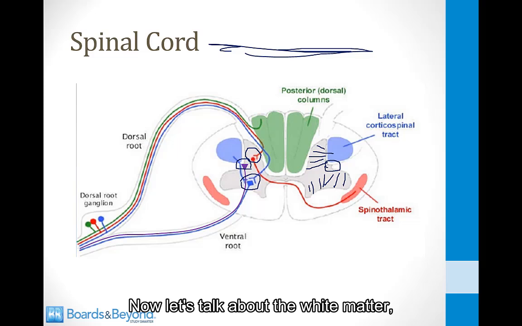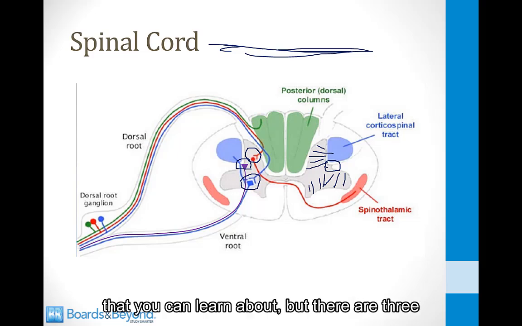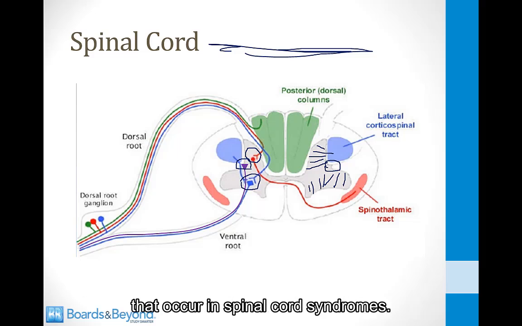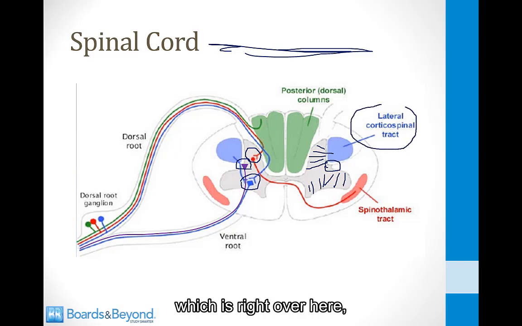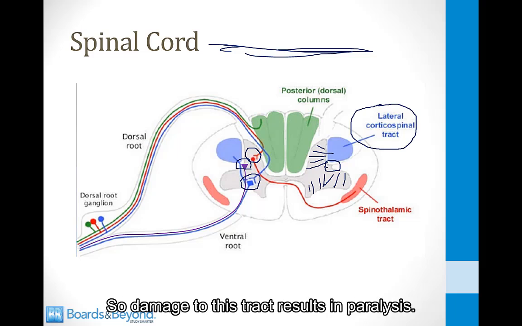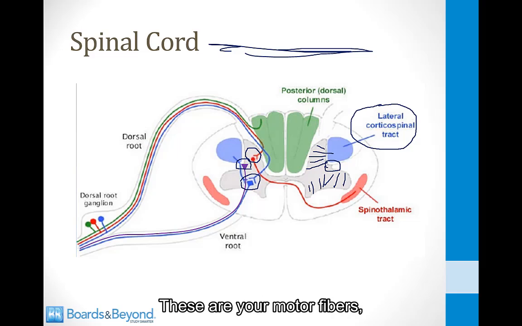Now let's talk about the white matter. The white matter contains axons running up and down the spinal cord, and there are a lot of different tracts that you can learn about, but there are 3 that are responsible for almost all of the symptoms that occur in spinal cord syndromes. The first of those is the corticospinal tract, which is right over here, and that's carrying motor information to the spinal cord. So damage to this tract results in paralysis. These are your motor fibers running up and down in the spinal cord.